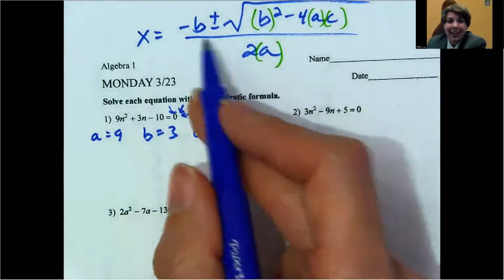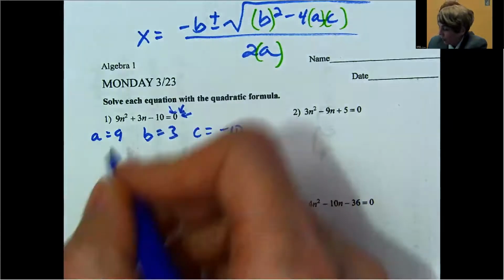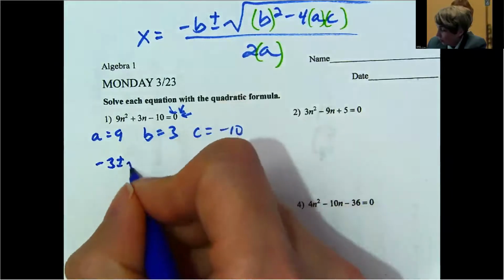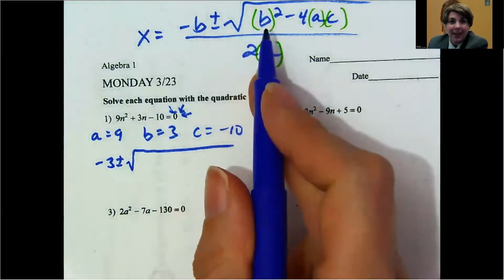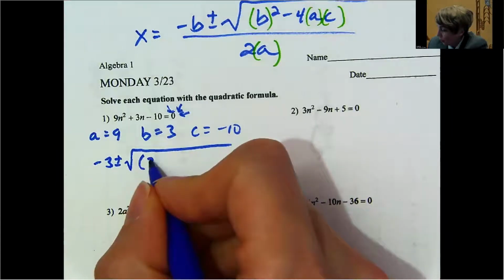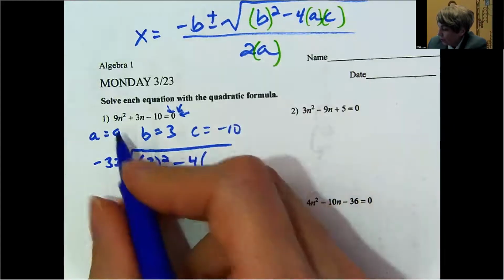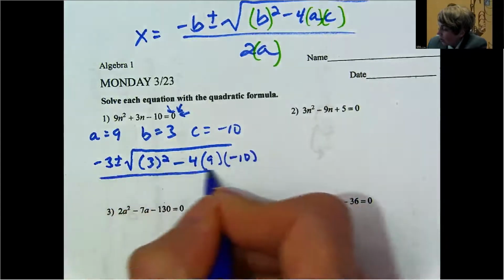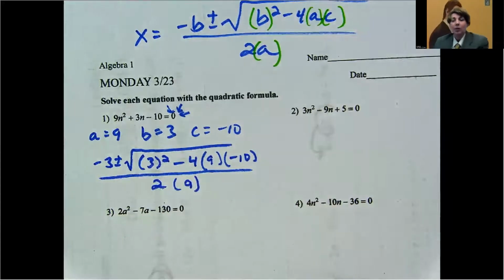Time for the formula. First thing, opposite of b. So we do the opposite of positive 3, which would be negative 3, plus or minus. Then comes that giant square root. So then we've got b squared, so that's going to be parentheses 3 squared, minus 4 times a, which is 9, and then c, which is negative 10, all over 2 times a, and a is 9. All right, so then your calculator is really going to handle the rest for you.